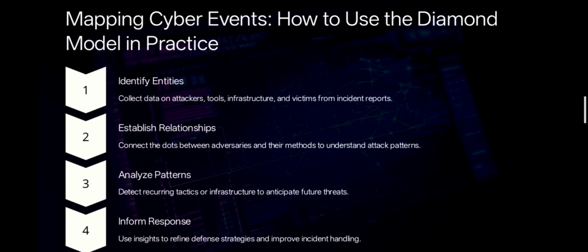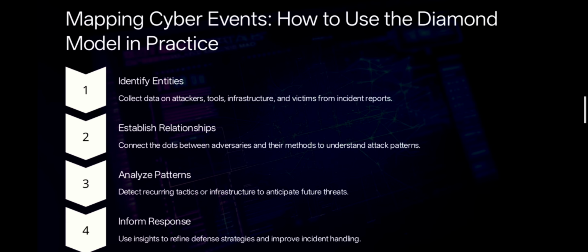Developed by Sergio Caltagirone, Andrew Pendergast, and Christopher Betts in 2013, the model emphasizes the relationships between 4 core components: adversary, capability, infrastructure, and victim. By mapping these elements and their interconnections, analysts can gain a comprehensive view of intrusion events, aiding in both reactive and proactive cybersecurity measures. Understanding the Diamond model.